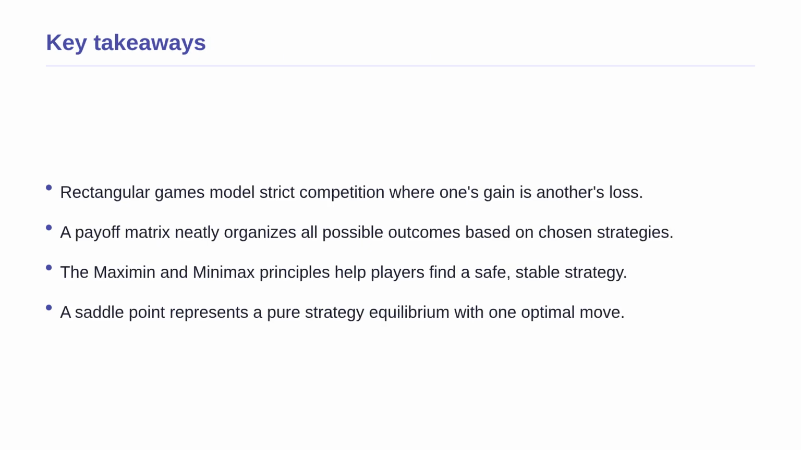We have covered a lot of ground today, so let us review the key takeaways. First, a rectangular game models a strict competition where one person's gain is exactly the other person's loss. Second, we use a payoff matrix to neatly organize all possible outcomes based on the strategies chosen by both sides. Finally, by applying the pessimistic maximin and minimax principles, players can find a safe, stable strategy called a saddle point. You now have the mathematical tools to analyze strict competition and find the optimal move without hesitation.